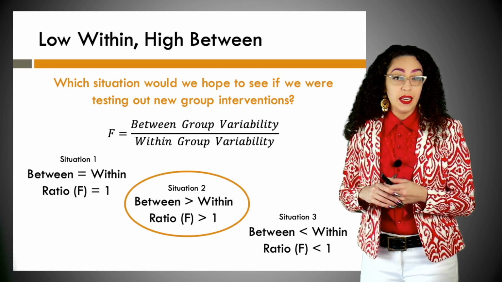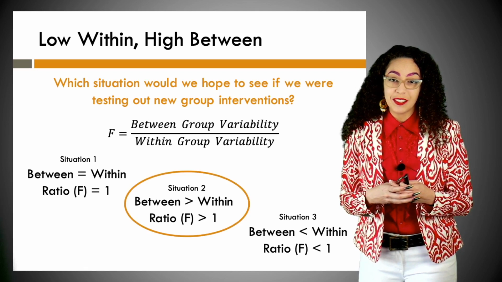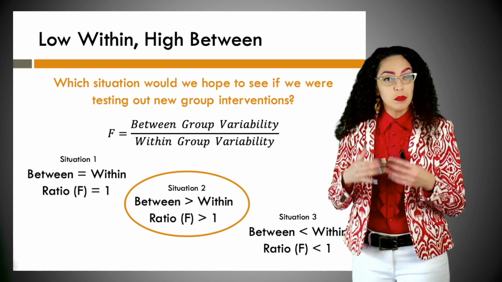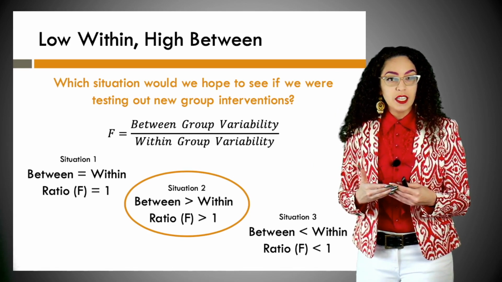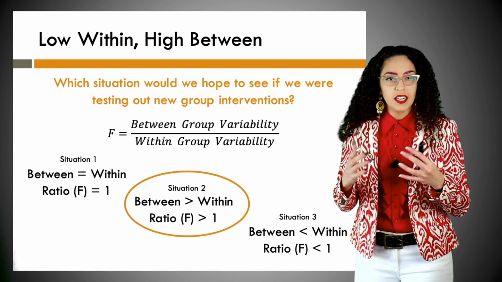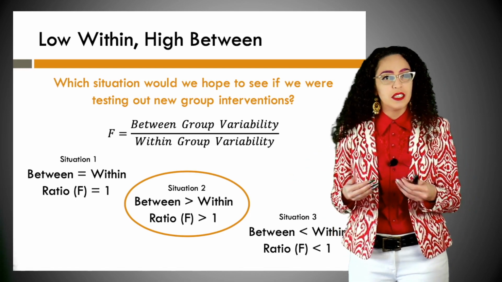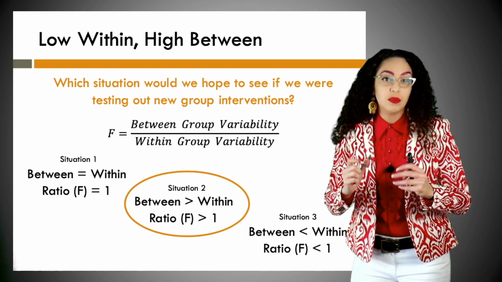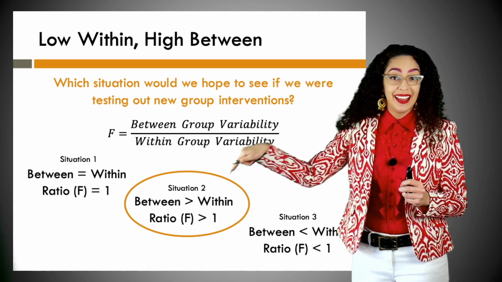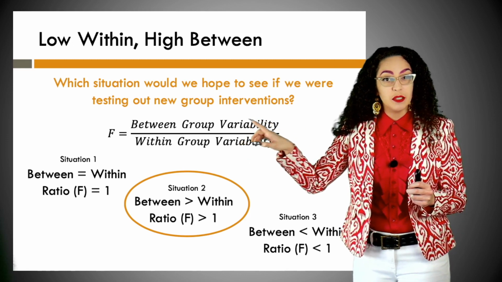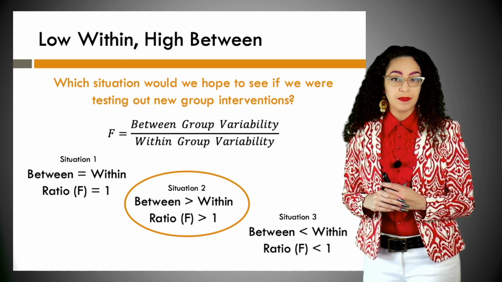Think about it. If we were a researcher trying to find those differences, we would really hope that we would see that the between group variance is much more than the within group variance. So all the differences in your study are due to the groups, not just because people are different from each other and super individualistic, but because your groups are very different from each other. That would mean again that the within group variance here is less than the between group variance up here.